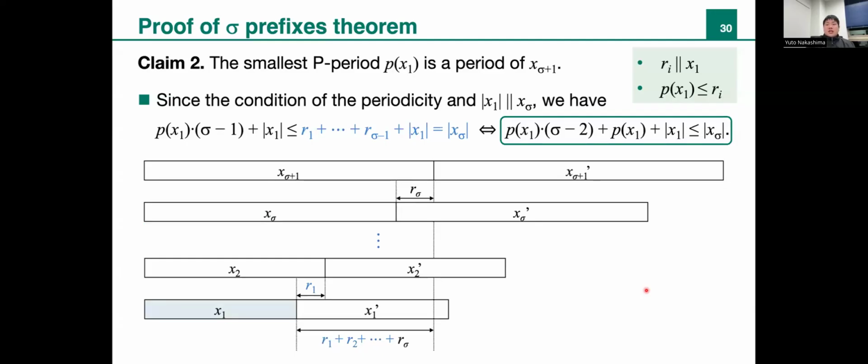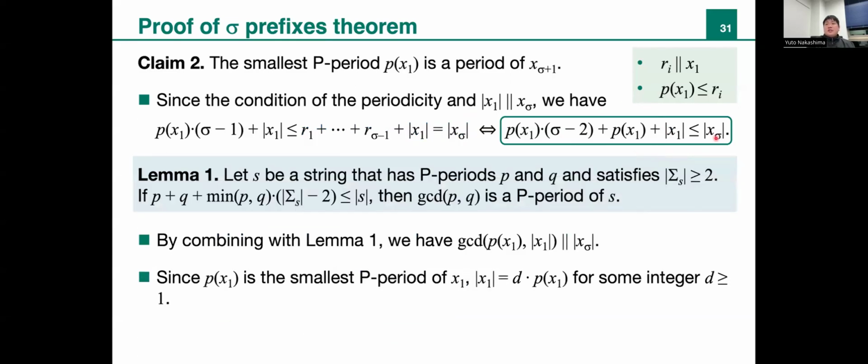This is the second claim of our proof: the shortest period of x1 is also a period of x sigma plus 1. This claim can be proved in a similar way. We can analyze this term. We can see that this term is upper bounded by the length of x sigma. So then we can get these conditions for the string x sigma.